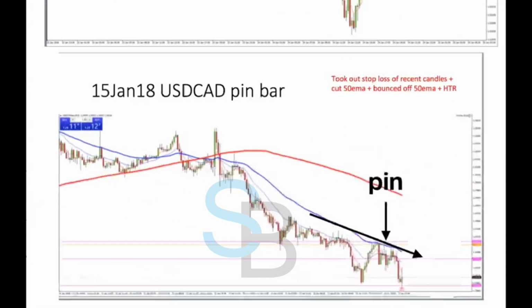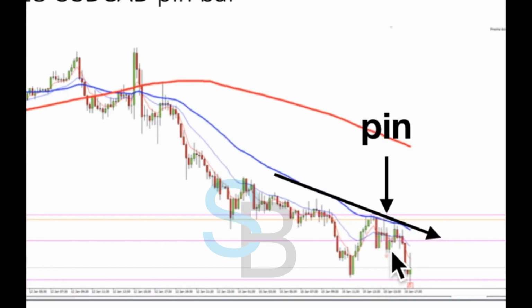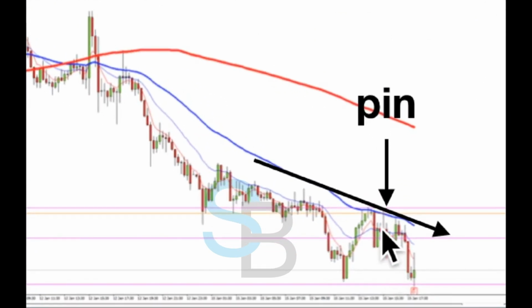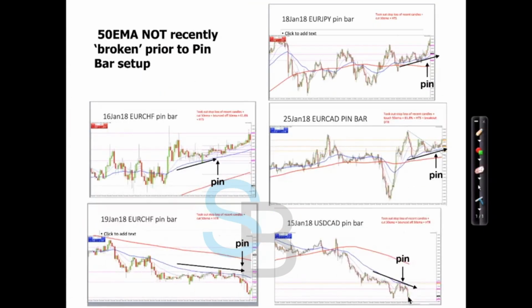Let's look at one last one. It's a short example, and again, you can see pin bar appears over here, all right? And again, the 50 was recently tested to be a strong resistance. Pin bar appears, short it, boom, hits our profit target, all right? So these are the setups that I look for when I trade.